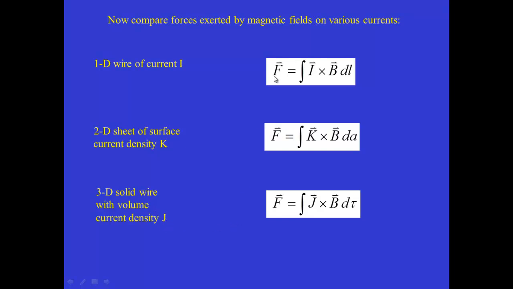And you remember that these three equations look very similar, except we're integrating over a different region of space. So for a wire, we integrate along a length. For a sheet of current, we integrate over an area. And for a volume that carries a current, we're integrating over a volume. But I, K, and J play the same role in these equations. So you'll have some occasion to use these formulas when you do calculations on the homework.